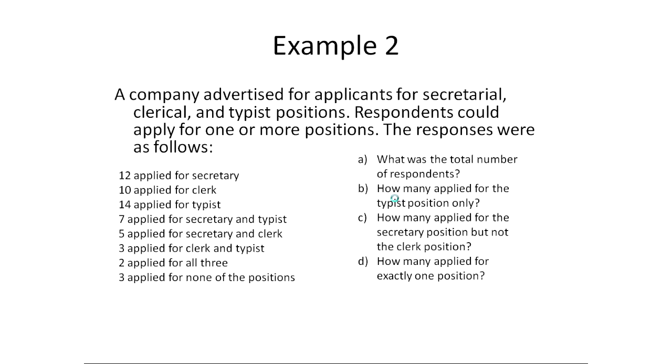Now, the first question says, what was the total number of respondents? A lot of people would just add up 12 plus 10 plus 14 plus 7 plus 5. In other words, the whole first column. What's wrong about that is there's a lot of overlap. The people that applied for all 3 are getting counted multiple times. That's a way, way overcount of the number.